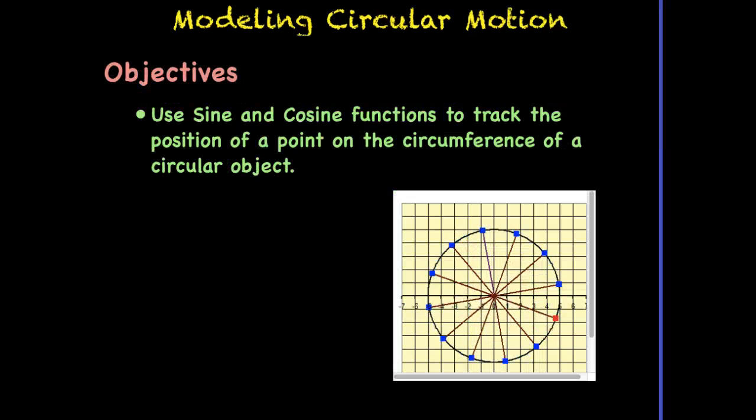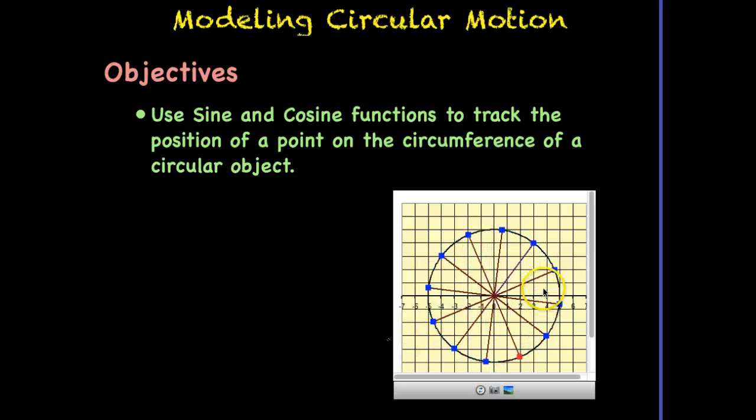This concludes our lesson today on modeling circular motion. So now you ought to be able to take a unit circle and locate any one of these points, the location, anywhere on the coordinate plane, using your sine and cosine functions.